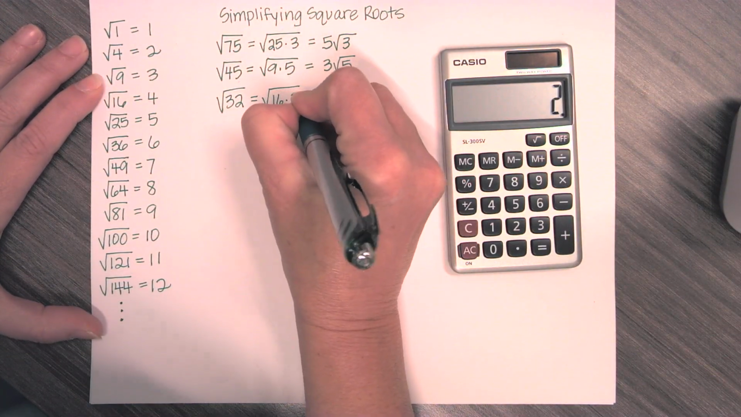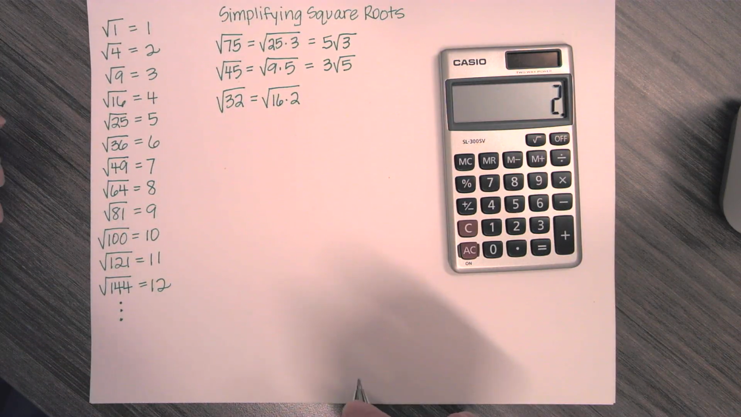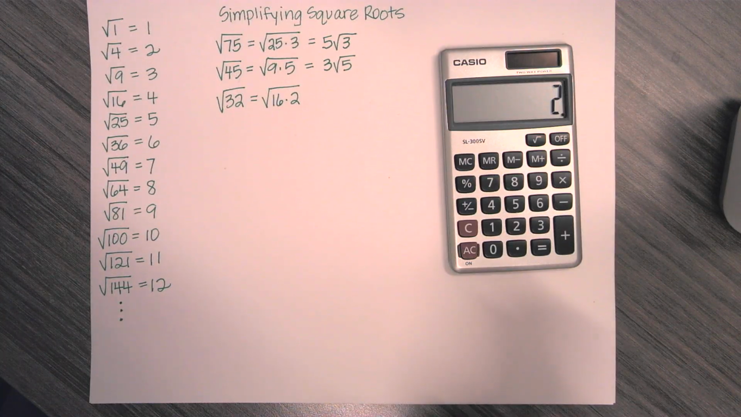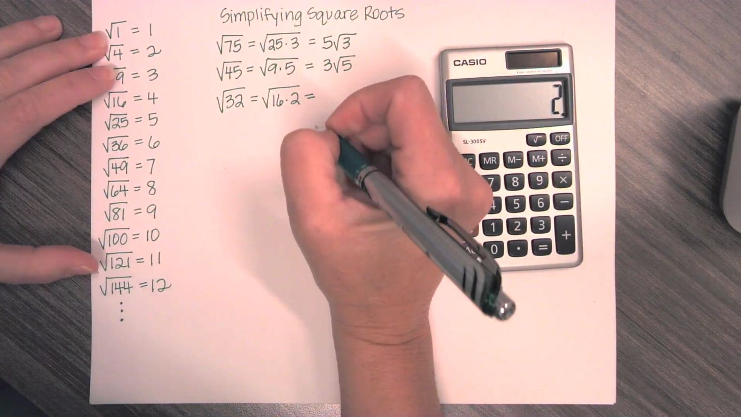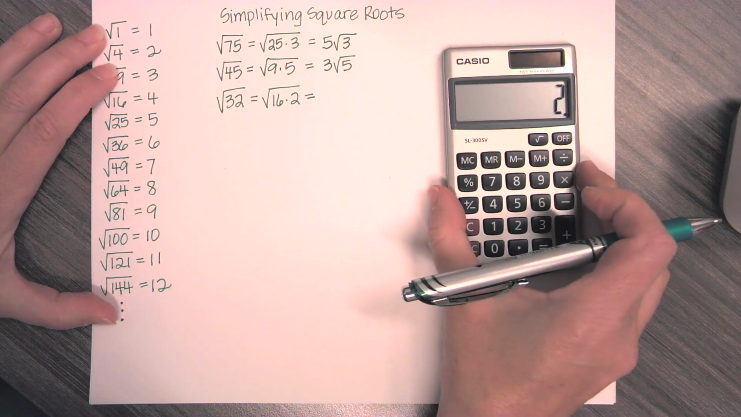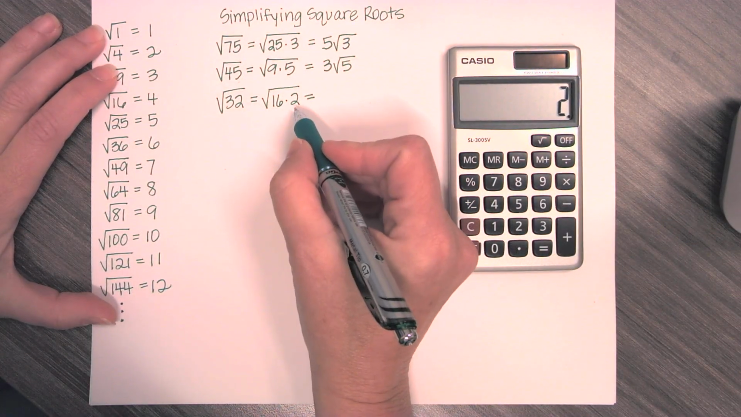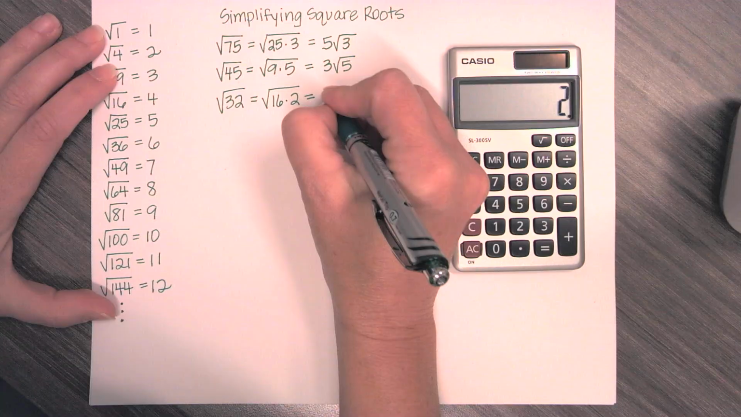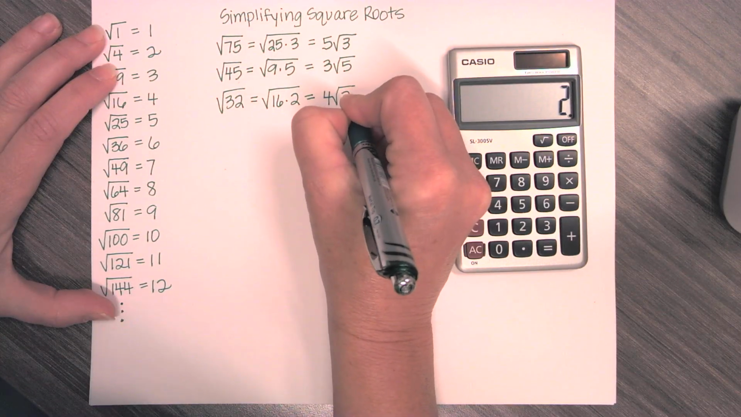Now we want to use the largest one, because if we don't, it won't be simplified all the way. It's kind of like reducing a fraction and not picking the greatest common factor to divide the numbers by, and then you have to reduce the fraction again. I'll show you what would happen if we had used 4 in just a minute. All right, so we use 16. 16 goes into 32 2 times. The square root of 16 is 4, and then we have the square root of 2 left over.